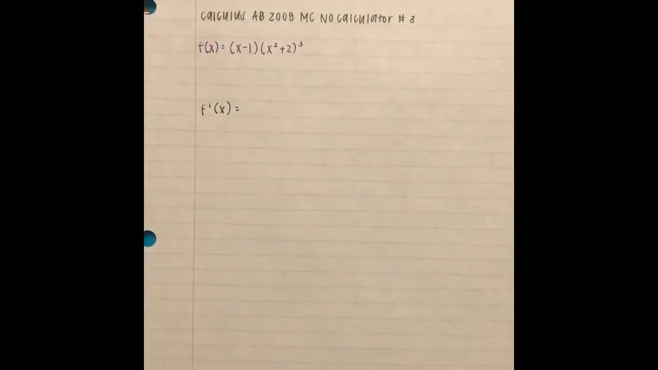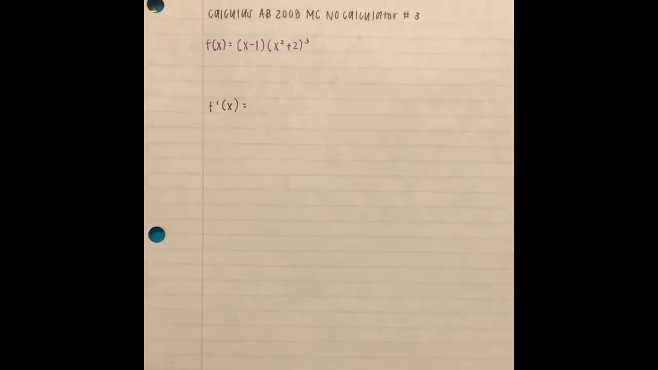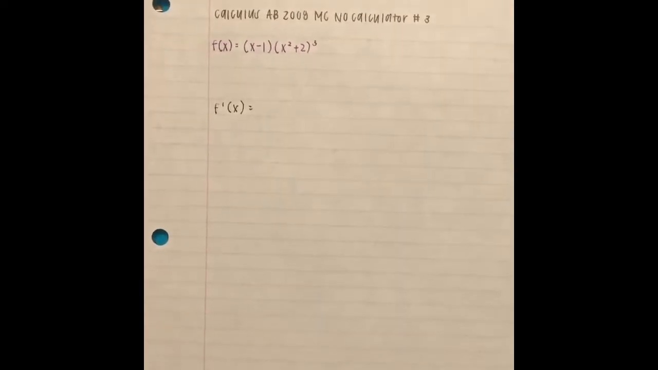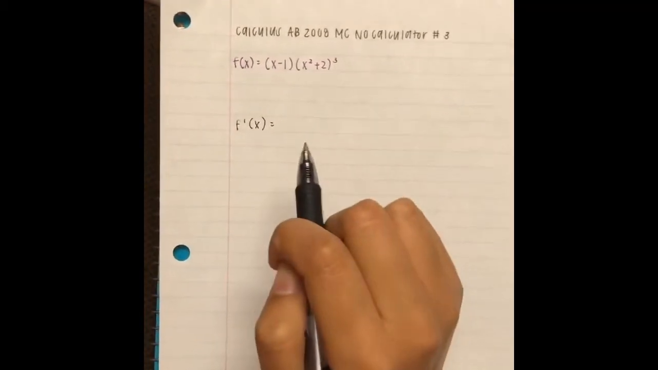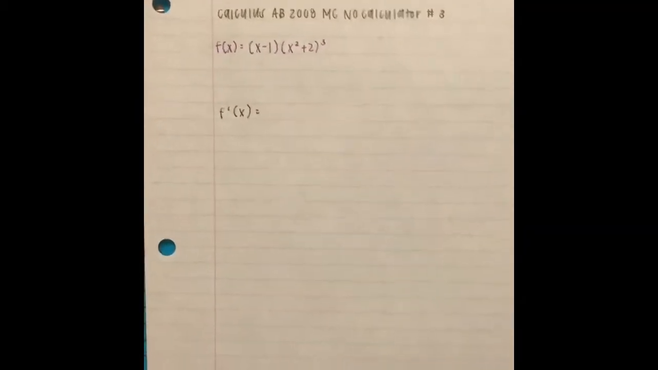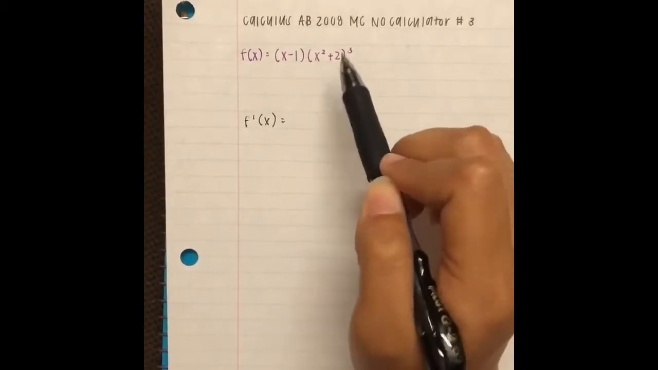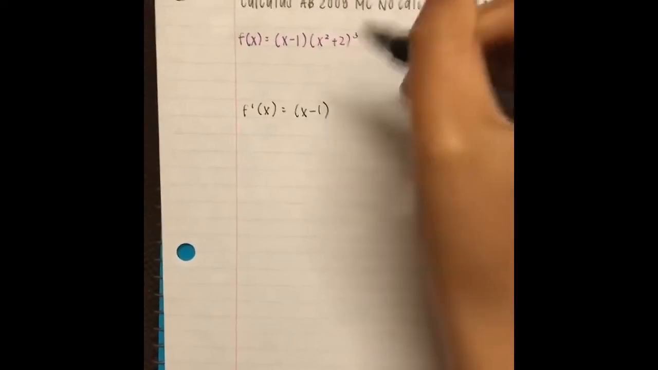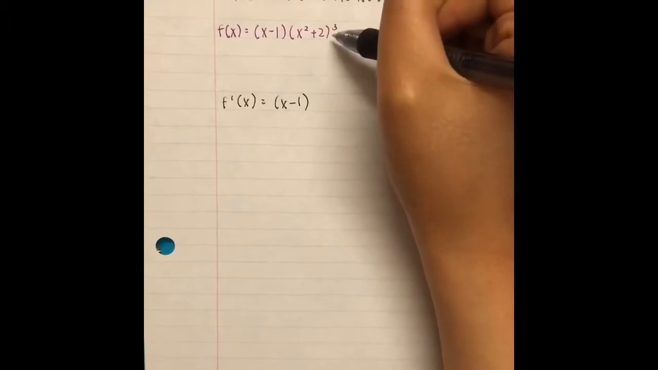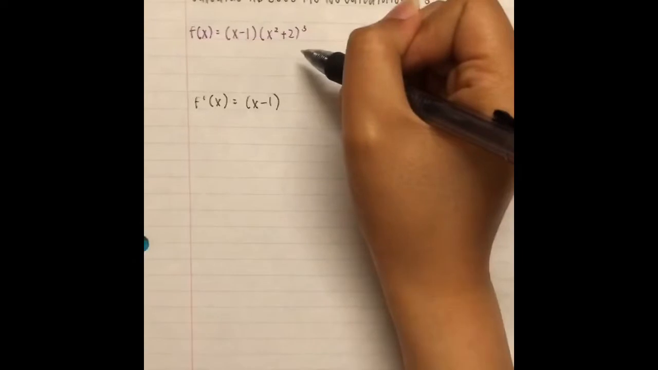I'll be doing number 3 of the 2008 multiple choice no calculator section. And so the problem they give you is the one in purple, and they ask you to find f prime of x. And so you can either do that by multiplying this whole thing out or using product rule. And product rule is much more efficient, so I'll be using that. And the product rule is the first times derivative of the second plus the second times derivative of the first. So the first, x minus 1, times derivative of the second, and you recognize this as chain rule. And so chain rule is the derivative of the outer times the derivative of the inner.